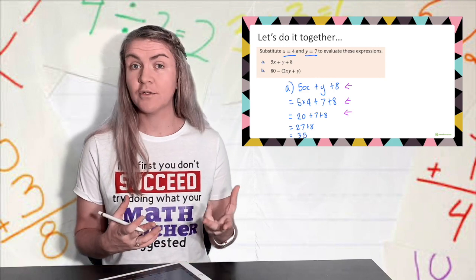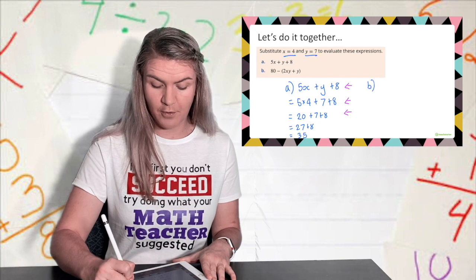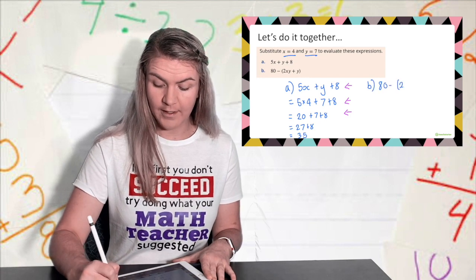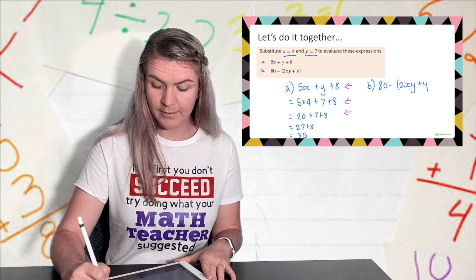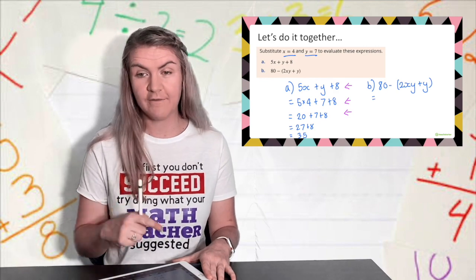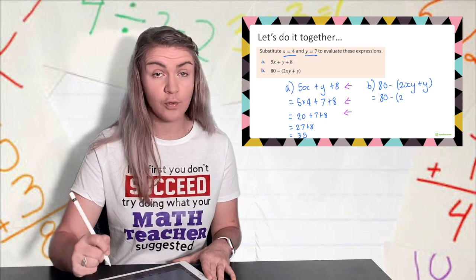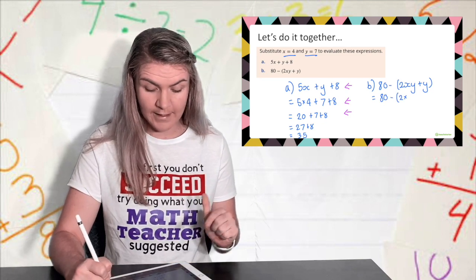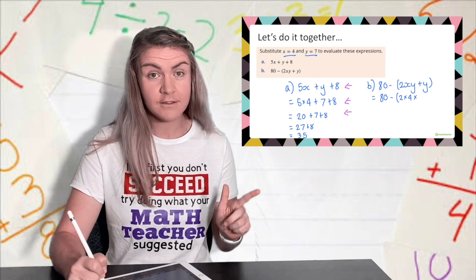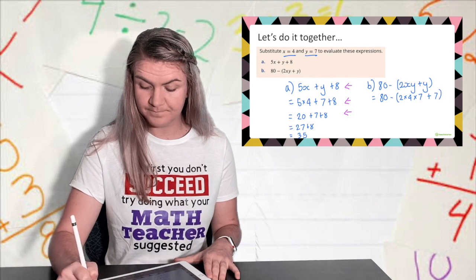So you can see 2 letters doesn't make a difference. We just replace with the 2 numbers. Let's try one more. 80 take away 2xy plus y. So every time I see an x, 4. Every time I see a y, 7. 80 take 2 times x, which is 4, times y, which is 7, plus 7.